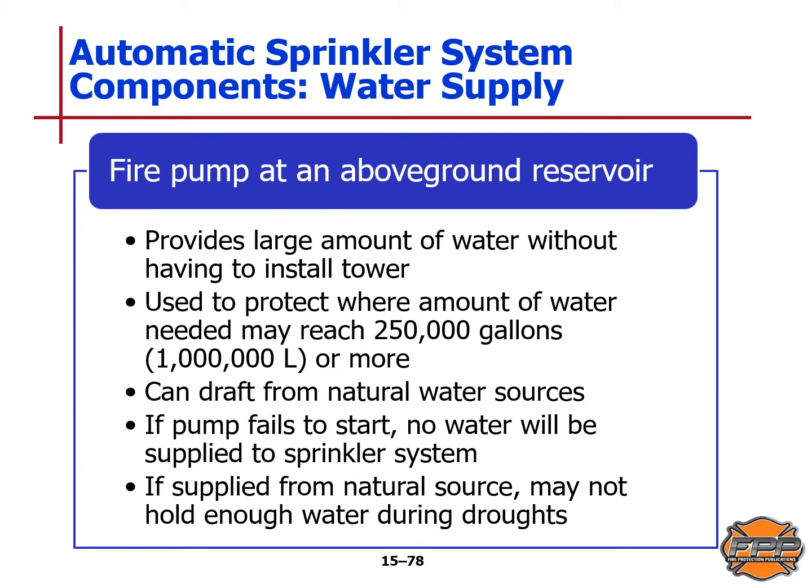A fire pump at an above-ground reservoir provides large amounts of water without having to install a tower. It's used to protect where amounts of water may reach 250,000 gallons or 1,000,000 liters or more. It can draft from natural water sources. If a pump fails to start, no water will be supplied to the sprinkler system. If supplied from a natural source, it may not hold enough water during drought.